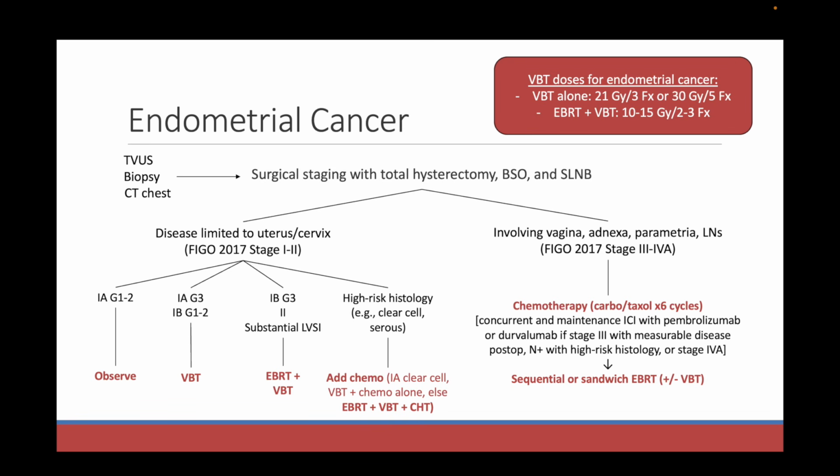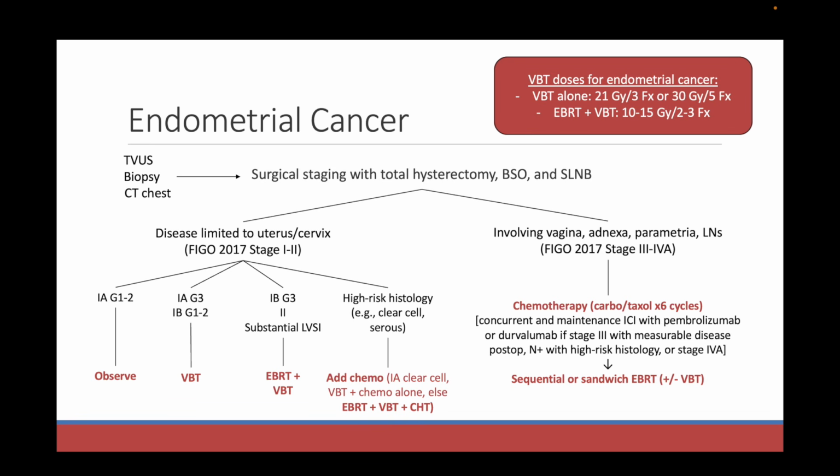So if they have stage 1B grade 3 disease, stage 2 disease where they have cervical involvement, or if they have substantial LVSI, so that is defined as having more than 4 foci of LVSI, then these patients should be getting 45 gray in 25 fractions external beam radiation to the pelvis, followed by adjuvant vaginal brachytherapy.